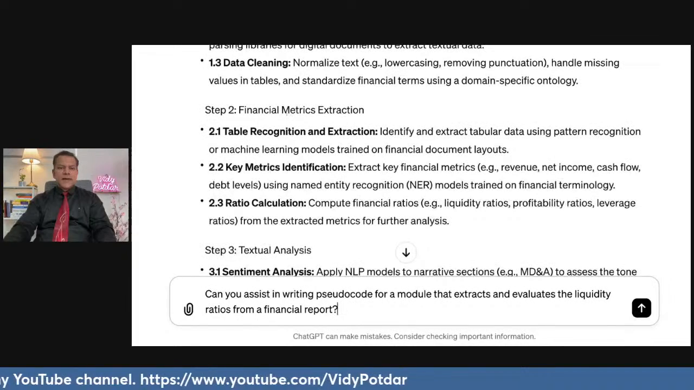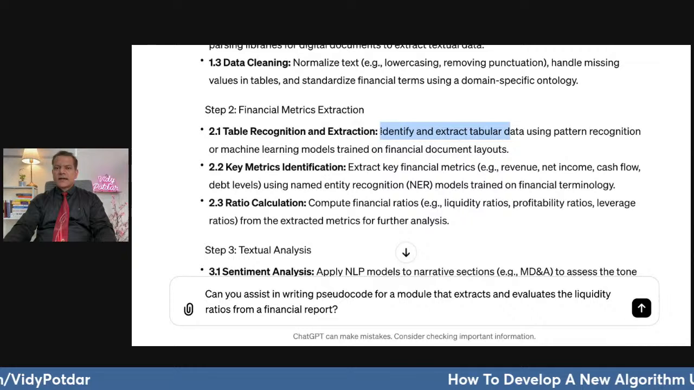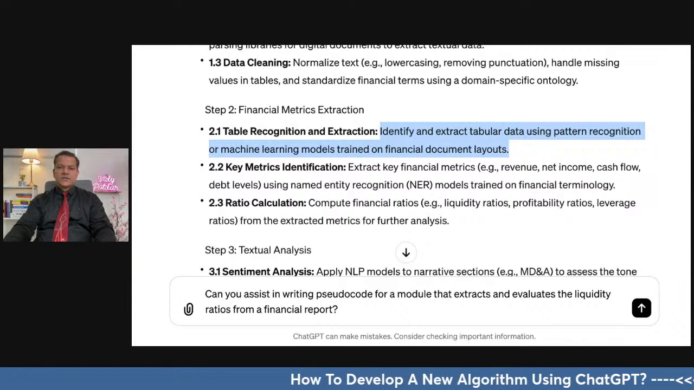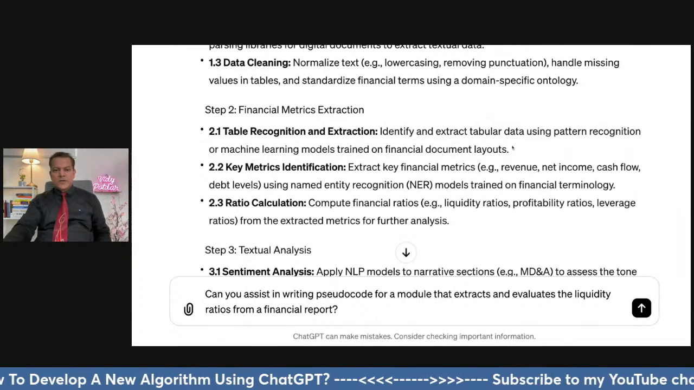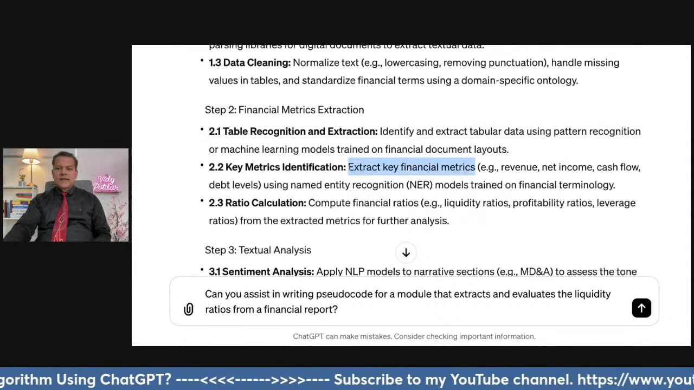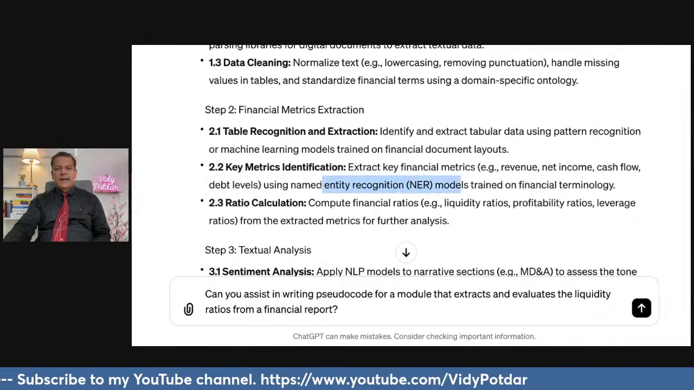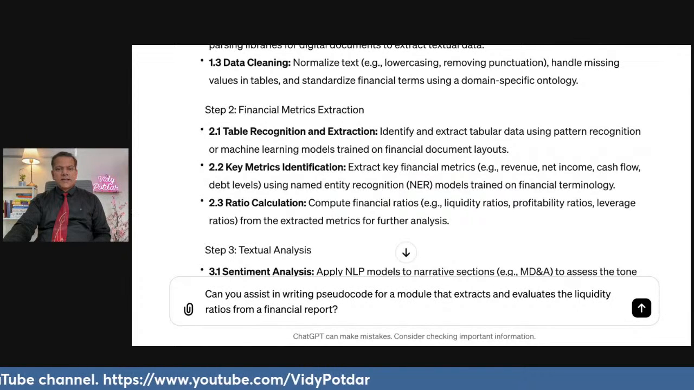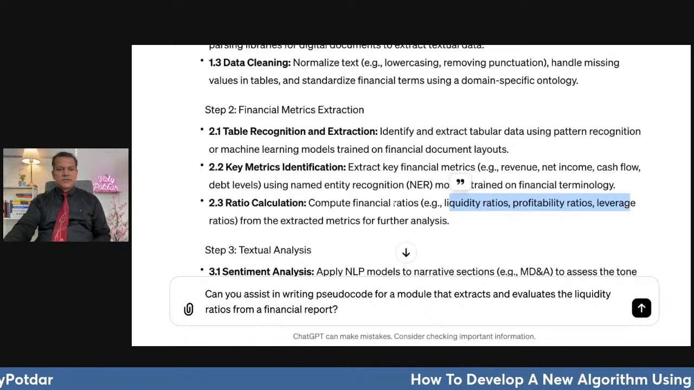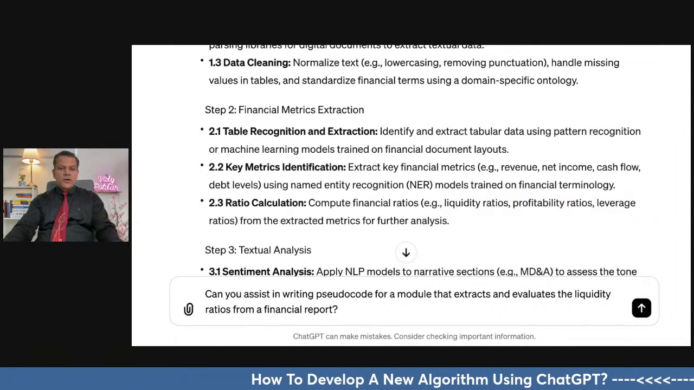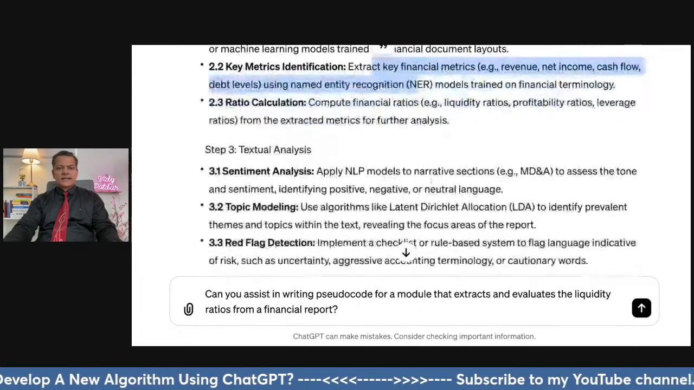Financial metrics extraction. Table recognition and extraction. Identify and extract tabular data using pattern recognition or machine learning models. So here we are extracting information that we need for the algorithm. Extract key financial metrics like revenue, net income, cash flow, debt levels, and so on, using named entity recognition models. And using these, you can then compute the ratio calculations like liquidity ratio, profit ratio, leverage ratios. These are formulas or equations which you can use or compute based upon this information that is extracted.